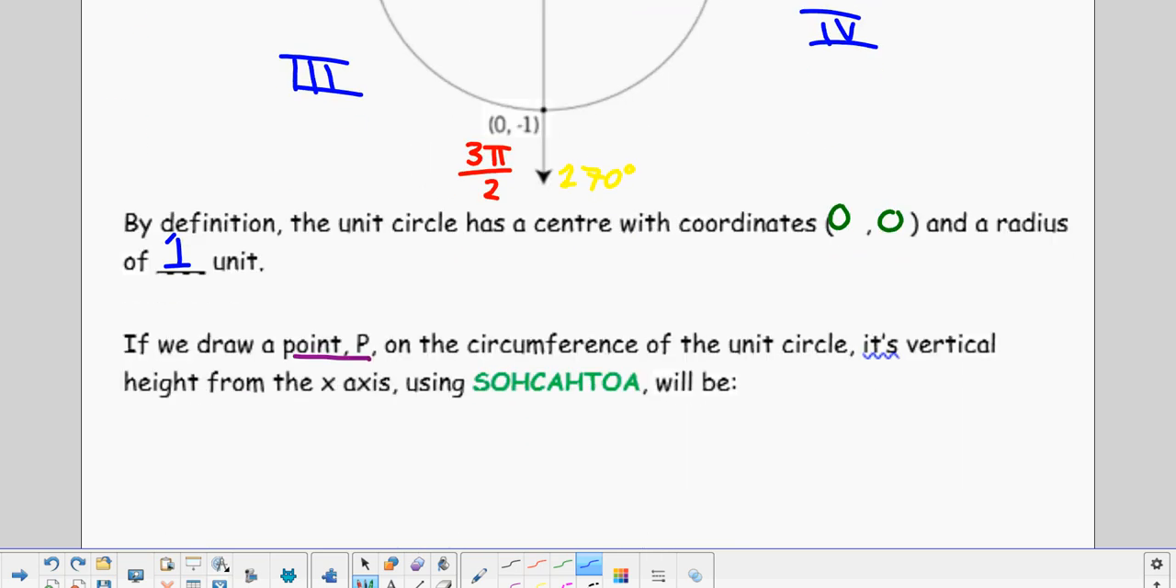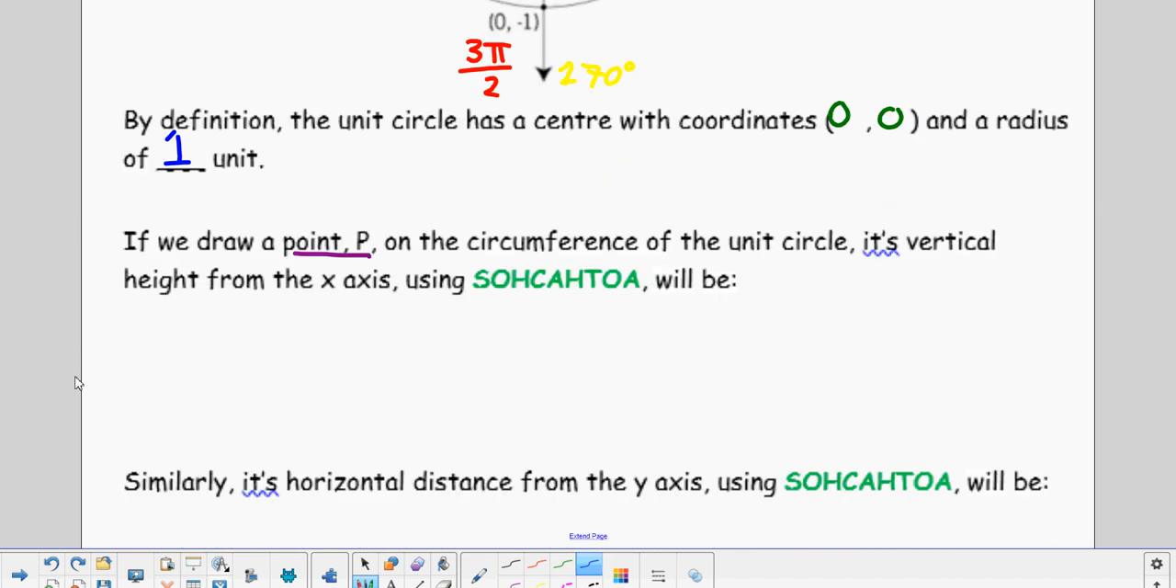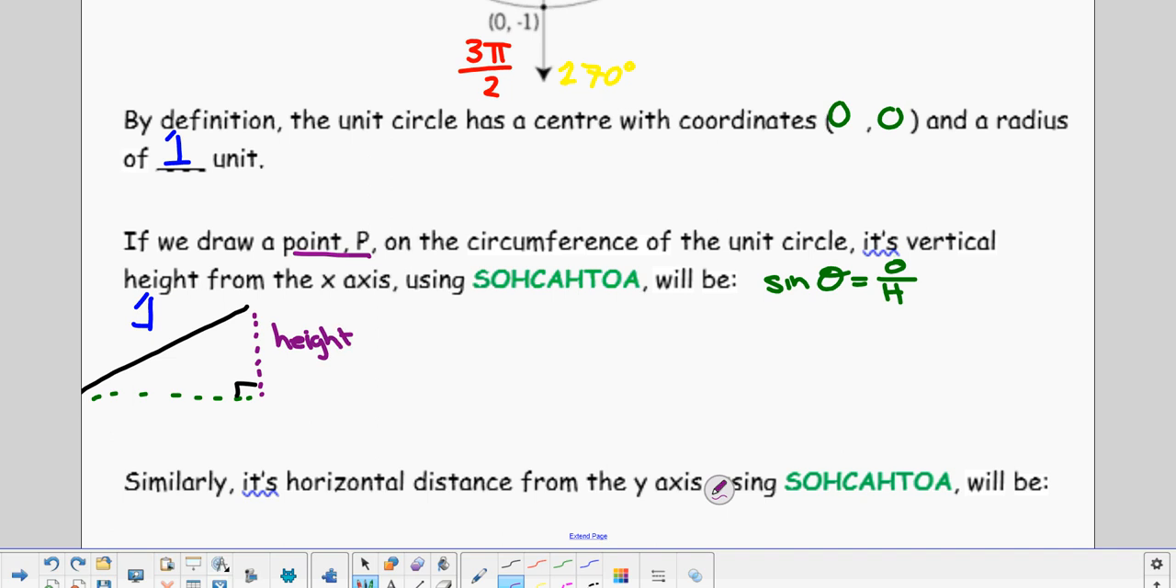It's all to do with using SOHCAHTOA: sine theta equals opposite over hypotenuse. The triangle we drew had a nice green side here, a 1 going on here, and it's right-angled. Why are we using sine? Because we're talking about the height, the purple, the height of the point P. So here's point P.